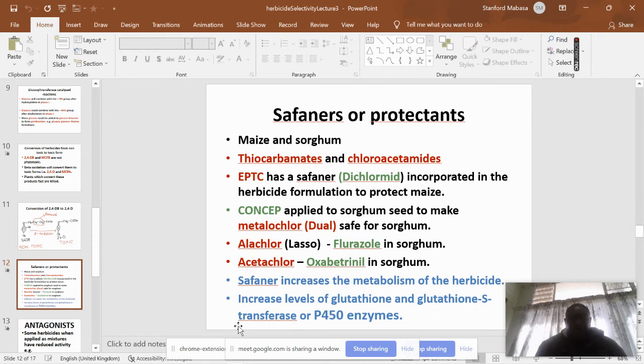So how does the safener protect the crop? Safeners may increase the metabolism of the herbicide, that is the breakdown of the herbicide. They may increase levels of glutathione and the glutathione transferase, which can detoxify the herbicide. Alternatively, they may increase cytochrome P450 enzymes, which can facilitate oxidation of these herbicides.